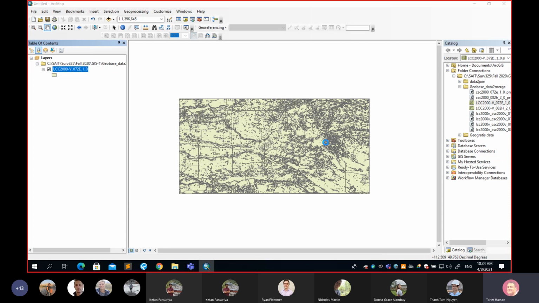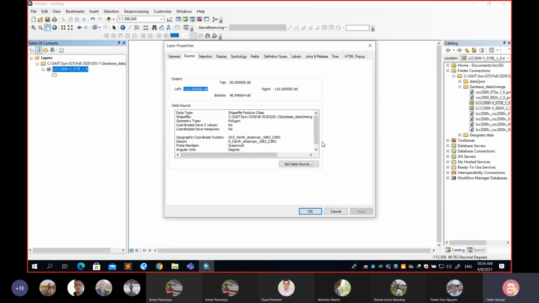Now let's look at the datum. Is that WGS84 or NAD83? Can you see anywhere on my screen that tells you the ellipsoid name or datum name?